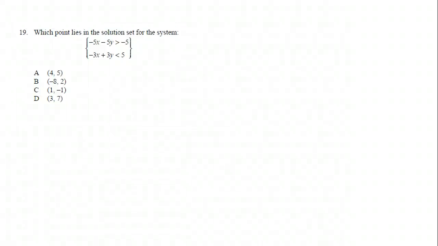For number 19, to check if something is a solution, all that means is that when I sub it in or plug it in, it gives me something that's true. It works. So let's see what happens. If I wanted to check the first one, try A, I have to make sure it works for both. So I get negative 5 times x minus 5 times y is greater than negative 5. And let's see if this one works out.